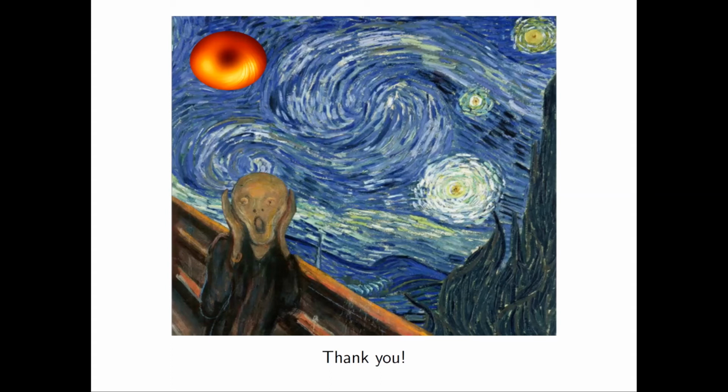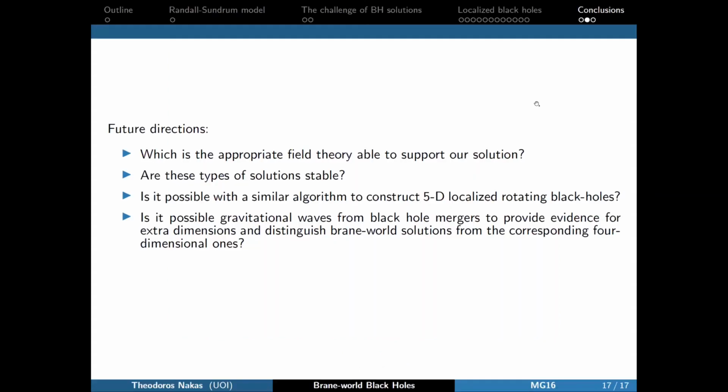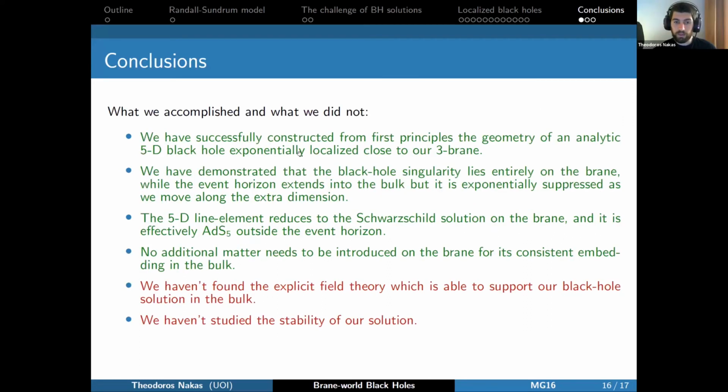You talked about the event horizon. I don't think you actually said what the topology of the event horizon was, including extending into the bulk. Is it like a sphere, or is it topologically something else? It's like this, like a pancake.